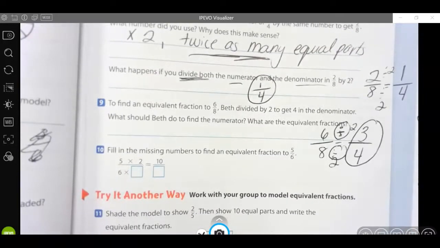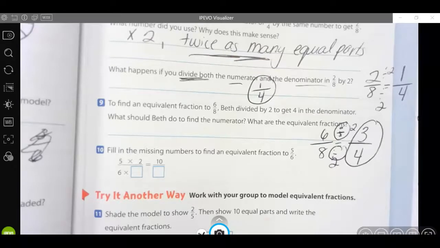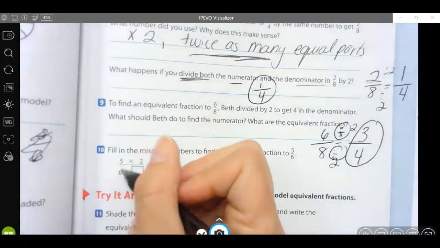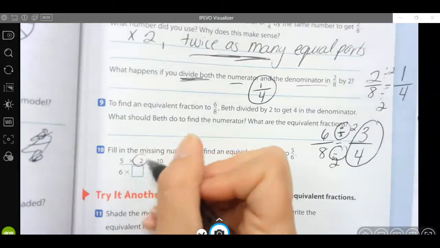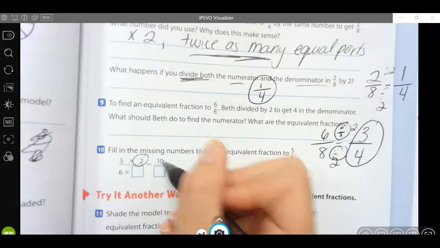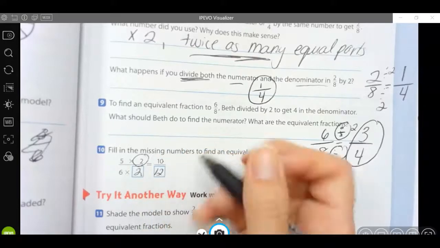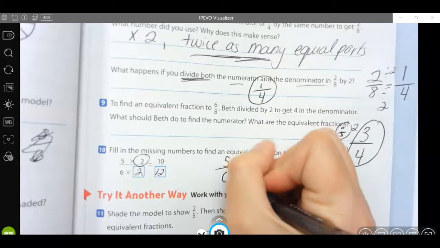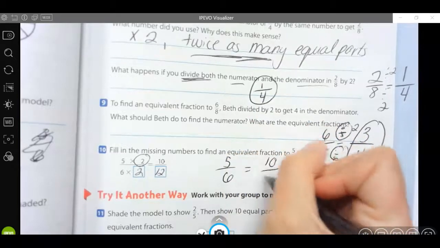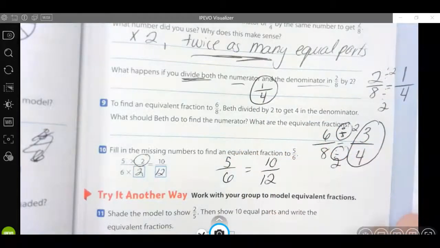Number 10, fill in the missing numbers to find an equivalent fraction to 5/6. So here's our fraction, 5/6, and we're multiplying by 2. So we got 10 over here. So 6 times 2 gives us 12. So an equivalent fraction of 5/6 is going to give us 10/12.